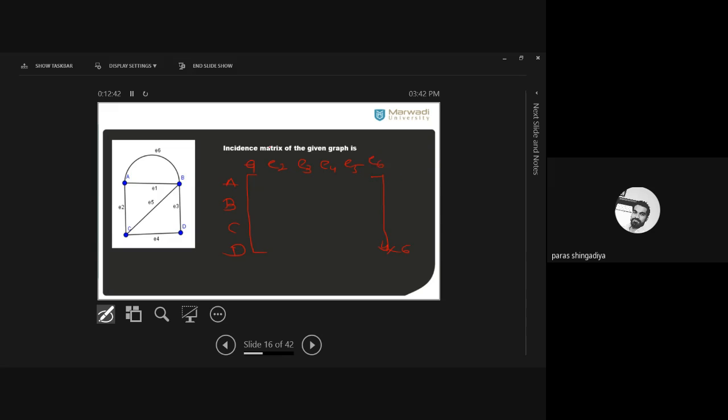and E6. So A is incident with E1, E2, and E6, and the rest are 0. B is incident with E1, E3, E5, and E6, and the rest are 0. C is incident with E2, E4, E5, and the rest are 0. And D is connected with E3 and E4, and the rest are 0. Okay, so this is your answer.